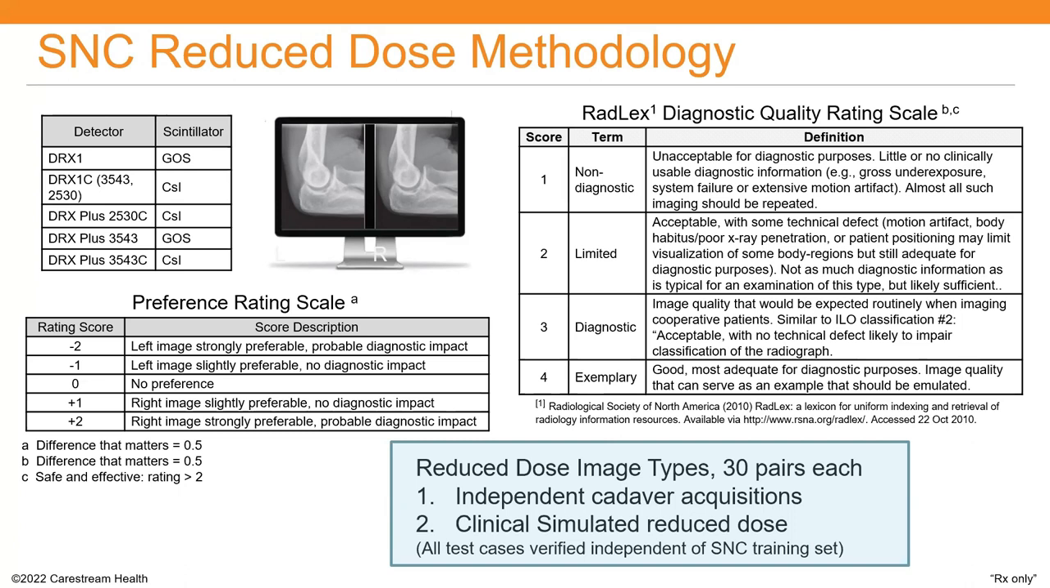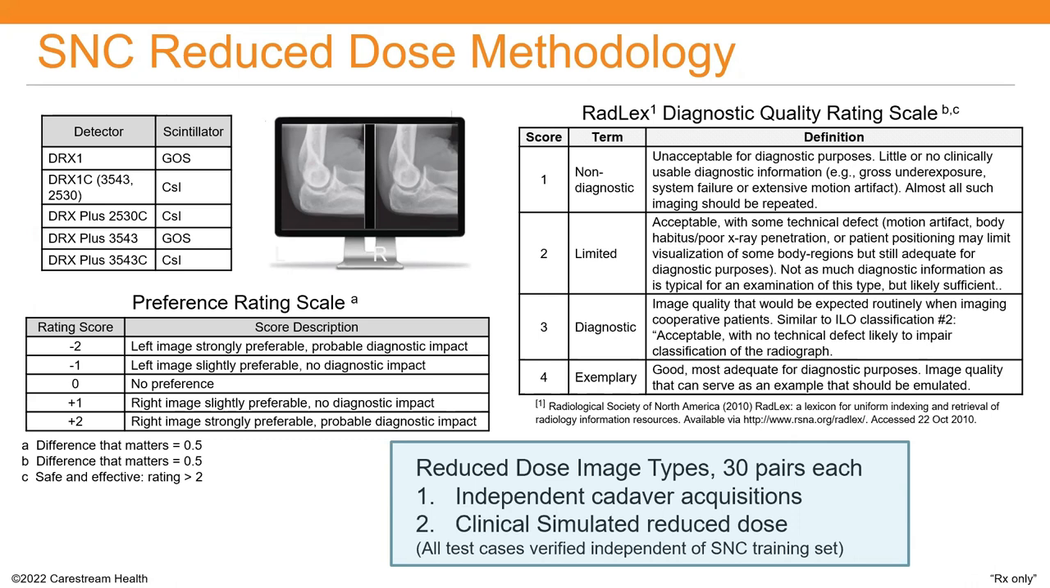This design is very similar to the ISODOSE study. 3 U.S. board certified radiologists with the specialty of diagnostic radiology evaluated 60 pairs of human clinical and cadaveric subjects captured on 5 detector types, GOS and cesium panels from the DRX1 and DRX Plus family of detectors. Various exams and patient sizes were used in the study. And of course, each detector type has its own unique neural network.